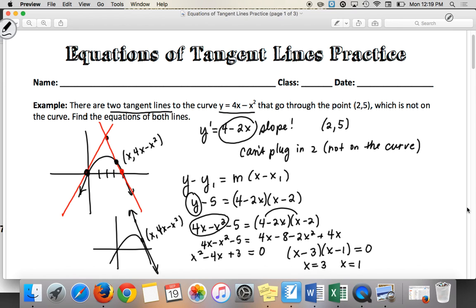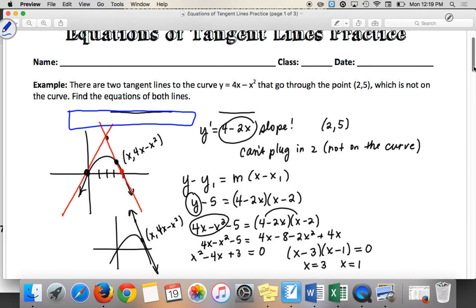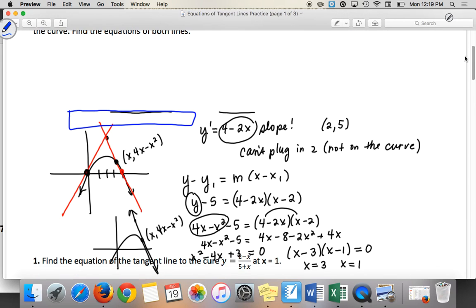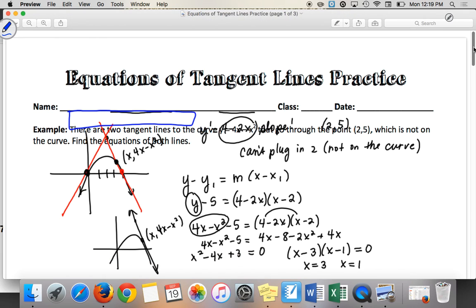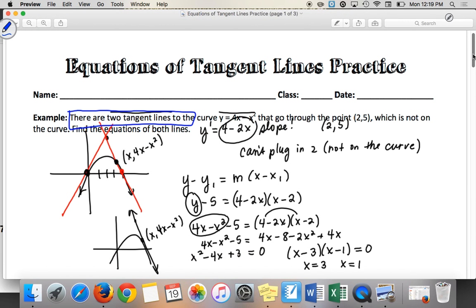Okay, we are almost done, but the question said find the equations of both lines. So plug them into the slope to find m. So annoying. I have like no room. All right, so I'm going to plug in to find m. I'm writing it over here.